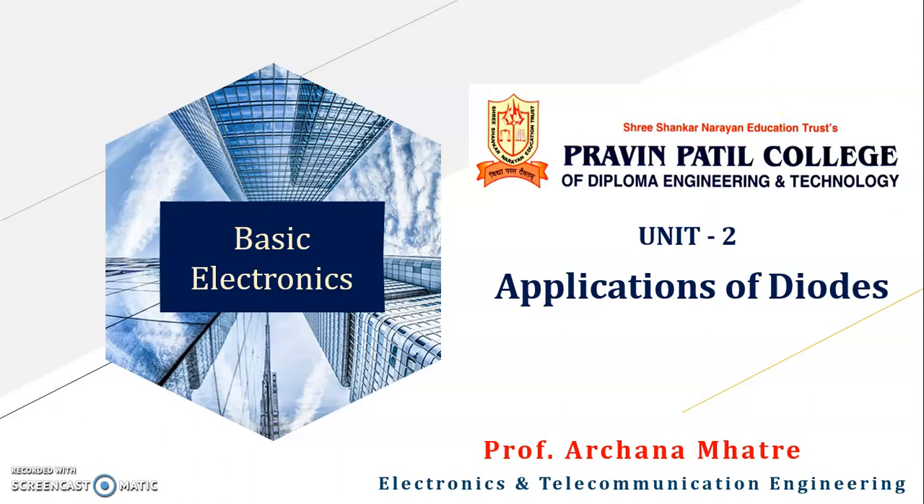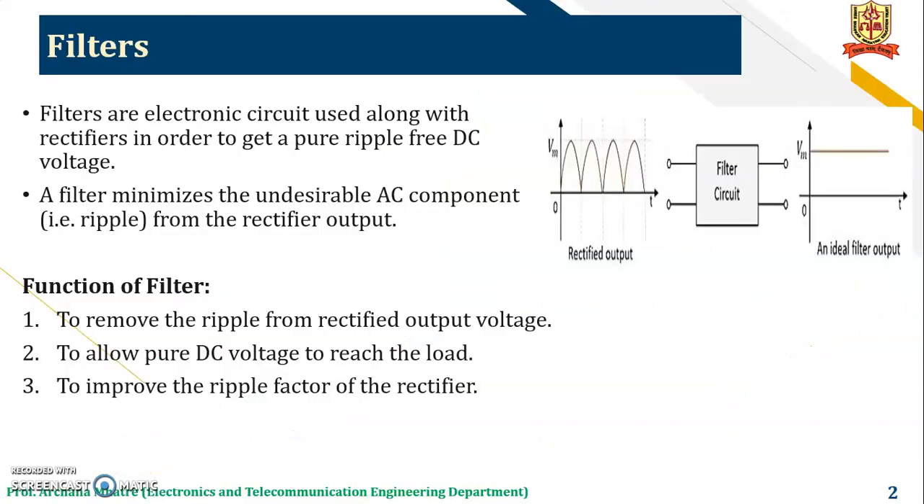In this video, we are going to continue with the second unit of Basic Electronics, that is Applications of Diode. So in this video, we will learn about filters. Filters are electronic circuits used along with the rectifier in order to get a pure ripple-free DC voltage. A filter minimizes the undesirable AC component, that is ripple, from the rectifier output.